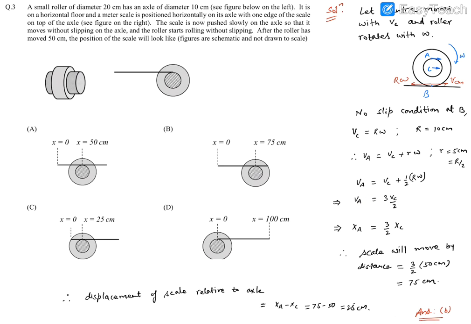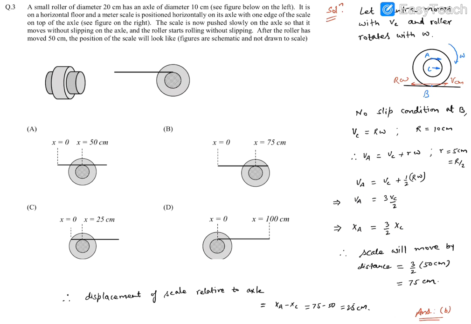Now we got to know that if the center has a speed VC, then the point in contact with the scale has a velocity 3 VC by 2. These are the speeds, so we can find the distance covered by integrating: writing V as dx by dt, then cancelling dt and integrating. So the distance traveled by point A and the distance covered by point C are related by the same relation.